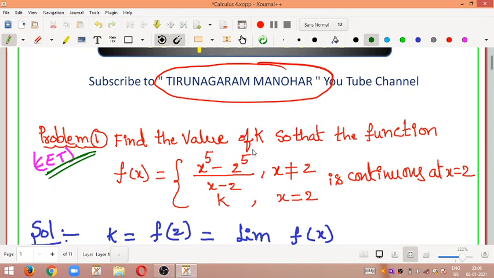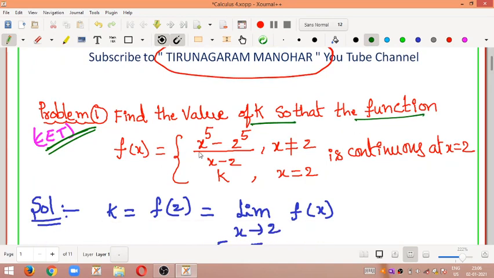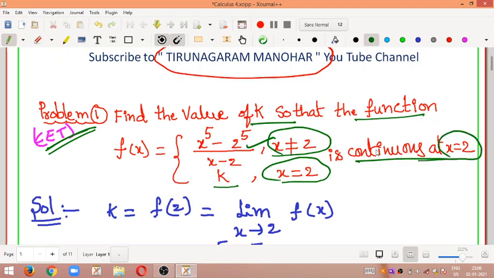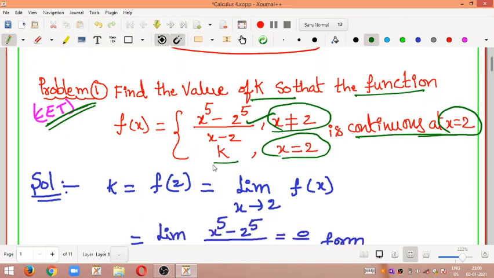Find the value of k so that the function f of x is equal to x to the power of 5 minus 2 to the power of 5 by x minus 2 if x is not equal to 2, and f of x is equal to k if x is equal to 2, is continuous at x is equal to 2. What do we want to find? The k value. When f of x is continuous at x is equal to 2, we want to find the k value in this case. So for this purpose, just find k is equal to f of a value.